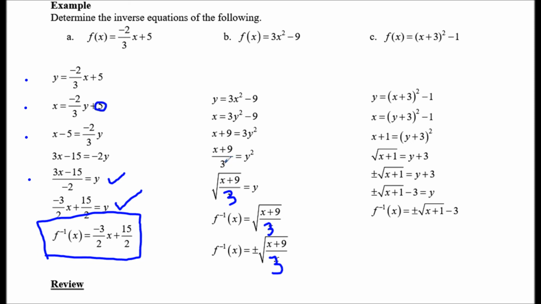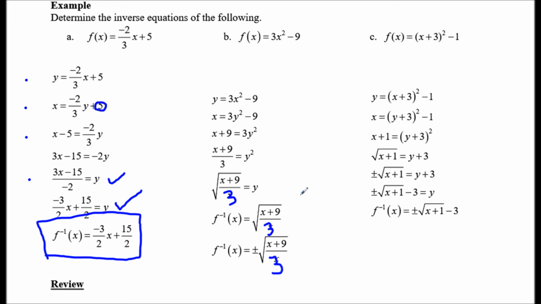It's the same thing. Now, how do you get rid of a square? Well, the opposite is a square root. As I mentioned over here, great, we have an inverse. So instead of writing equals y, I'm writing it as f of negative 1 of x.